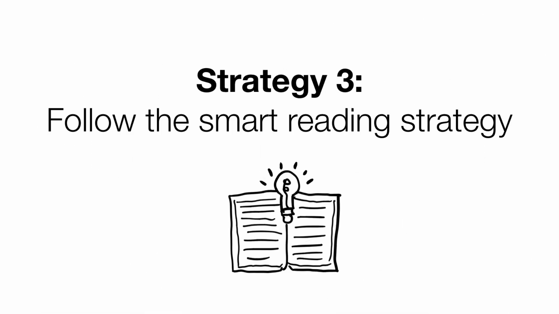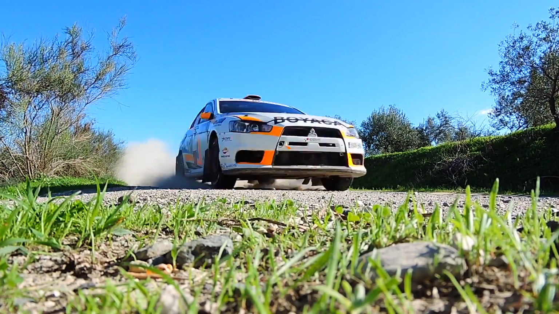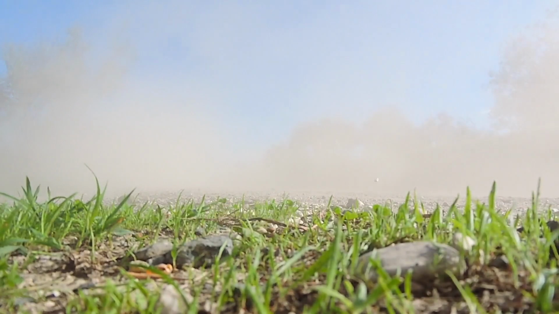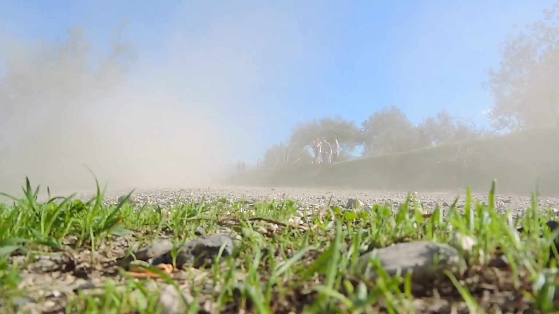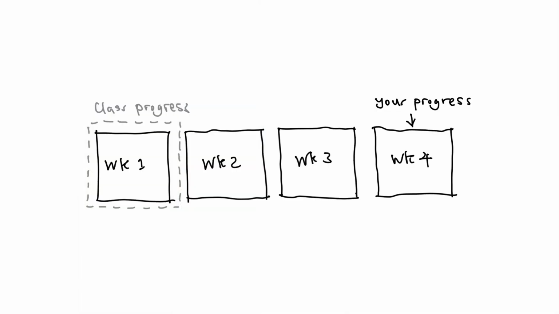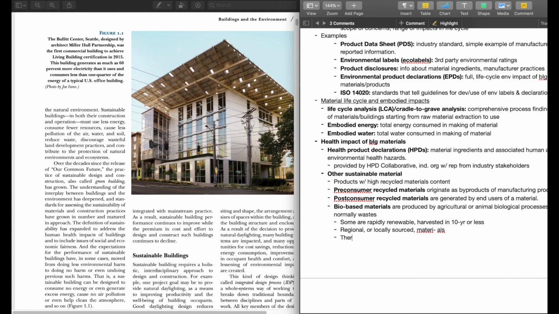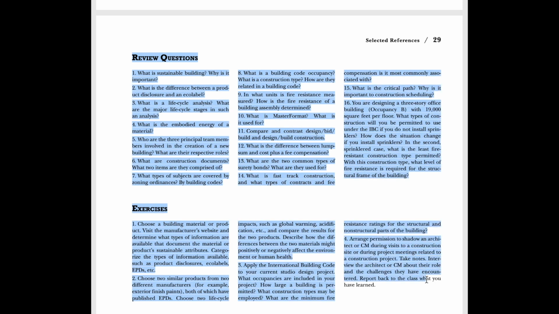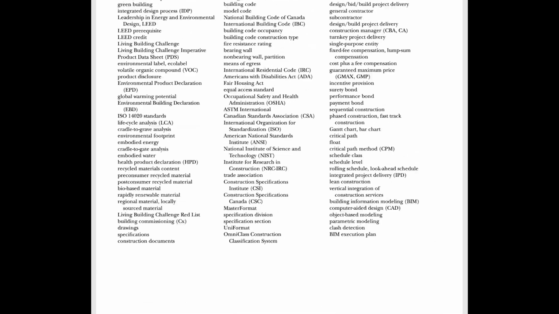Strategy number 3. Follow the SMART reading strategy. First, do the readings in advance. Well in advance. I usually try to be at least a few weeks ahead of the schedule. Second, take notes on the readings. This is really helpful for you to remember the material. Third, each chapter in the textbook has useful questions in the glossary to quiz your understanding of the material.